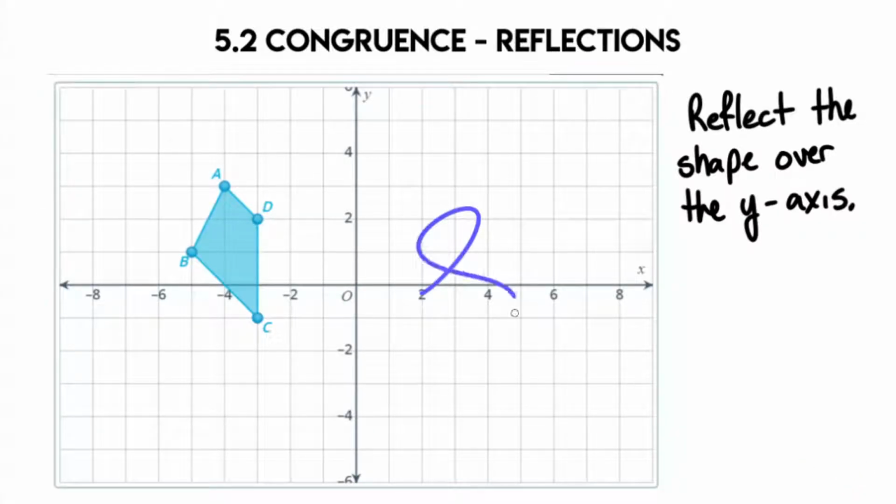All right, so looking at this on a graph, reflect the shape over the y-axis. Now, the y-axis, as we all know, is this nice bold line down the center. So this is going to flip over here, and it's going to end up somewhere over here. So we're reflecting or flipping it from one side to the other. Now, this is very simple because just like translation, we are going to go just 1 point at a time.